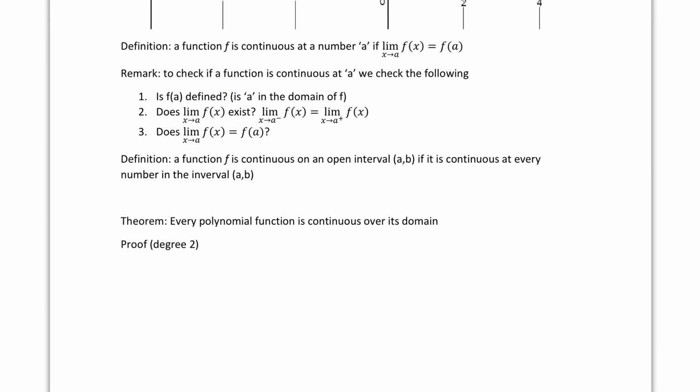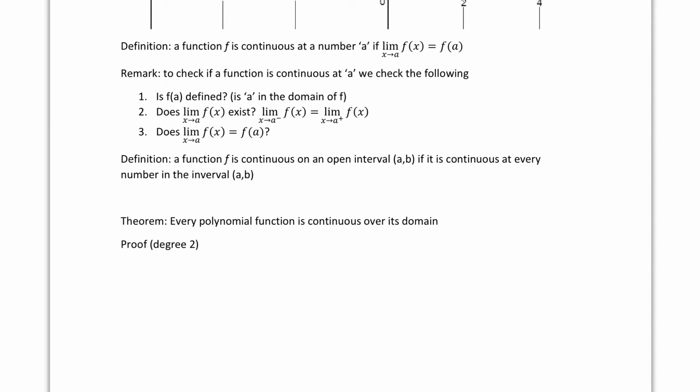Then, of course, you have to check, does the limit exist, which usually requires checking the left and right limit. And then the third thing you have to check, which is a bit of a technicality, but it's still required, is does the limit equal the function at a? So we're going to look at how each one of these 3 could fail.